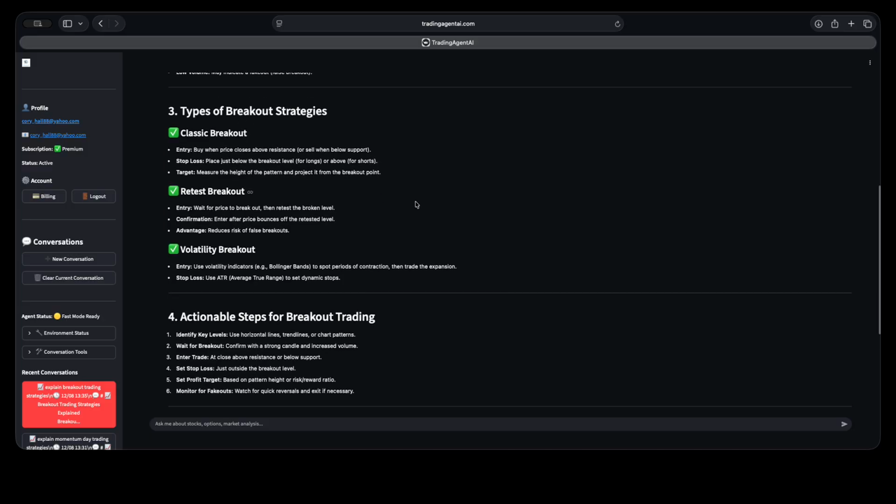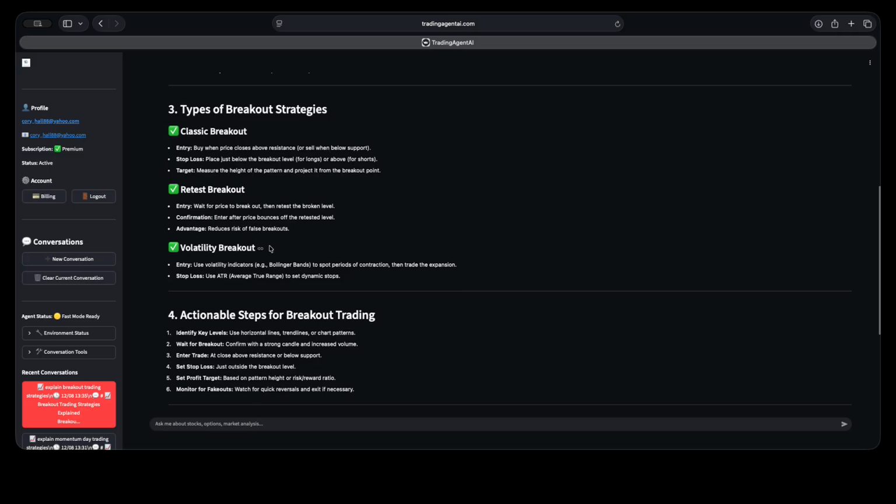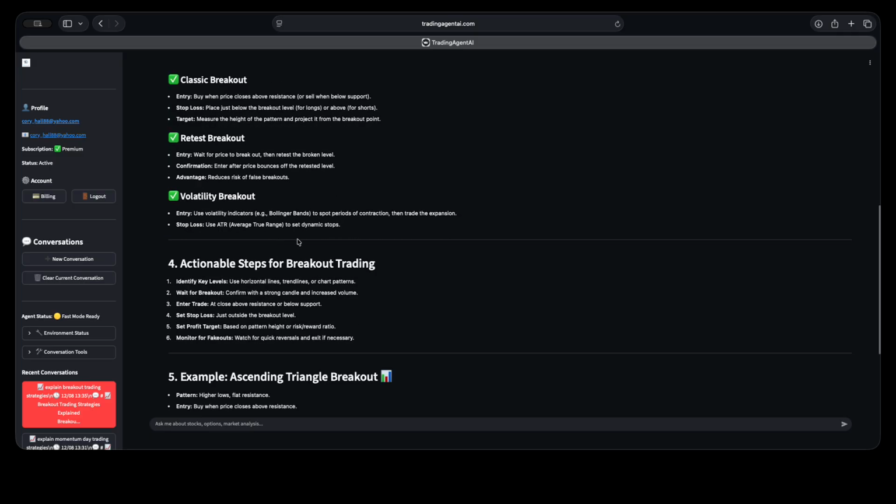So there's three types of breakout strategies. There's a classic breakout, and that's entry when the price closes above resistance, or sell when below support. And stop loss is placed just below the breakout level for longs, or above for shorts. And then your target is to measure the height of the pattern and project it from the breakout point. And so that's how you'll find your target.